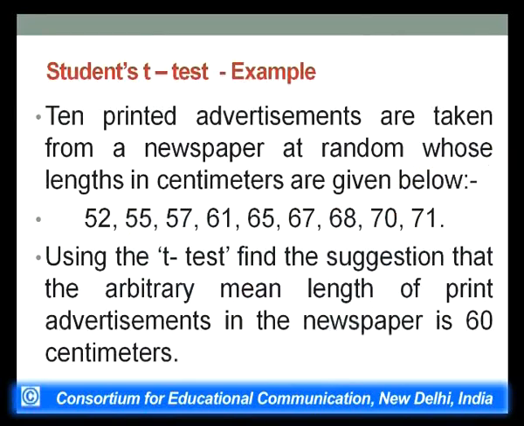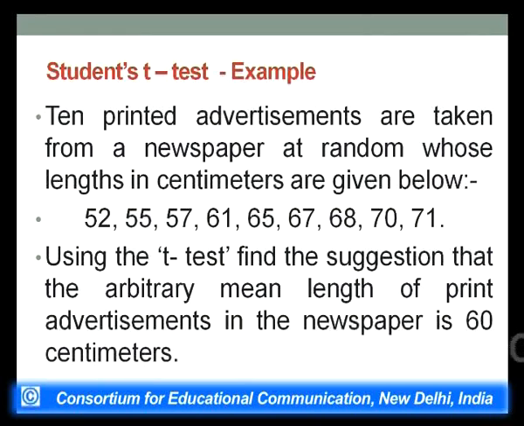Now, let us take an example to understand this better. I have taken a small example so that we can discuss. Otherwise, we usually do not take such a small example. Let us say 10 printed advertisements are taken from a newspaper at random, means random sampling, whose lengths in centimeters are given below. So 10 printed advertisements have been taken: 52, 55, 57, 65. They have been arranged in the order of their length.